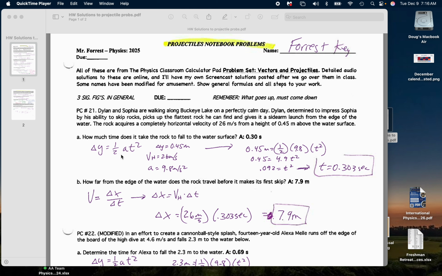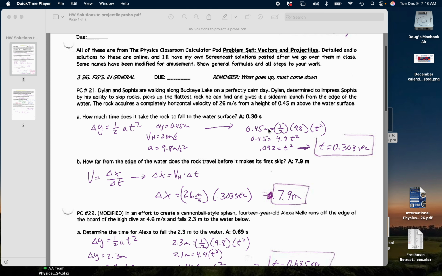So we've got our delta y equals 1/2 at squared. I would write down the information that you know, and you should know gravity's acceleration, whether or not that's stated. And so it ends up mathematically coming out to 0.303 seconds, or 0.30 seconds. Again, you've got to show me these steps on any test or quiz: general formula first, plug in numbers, answer with units.